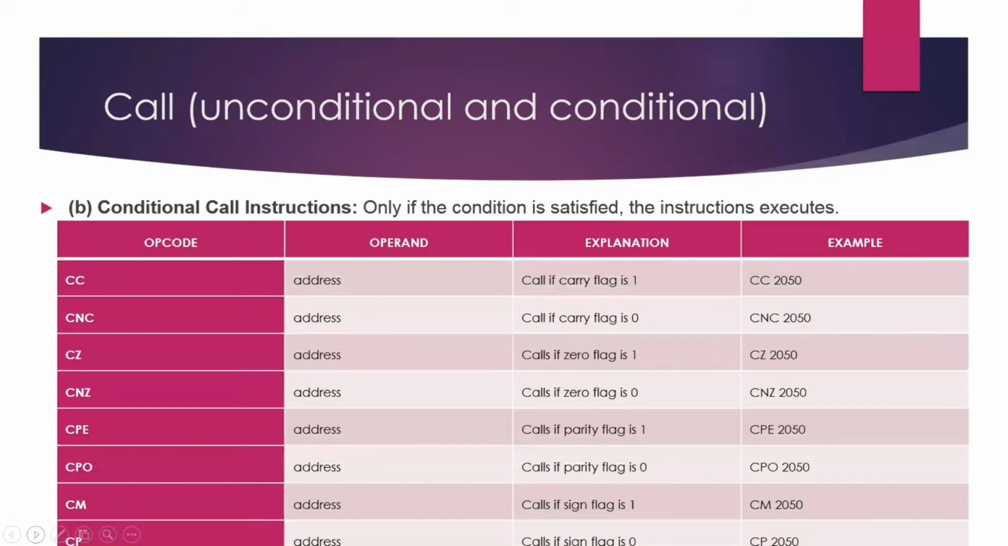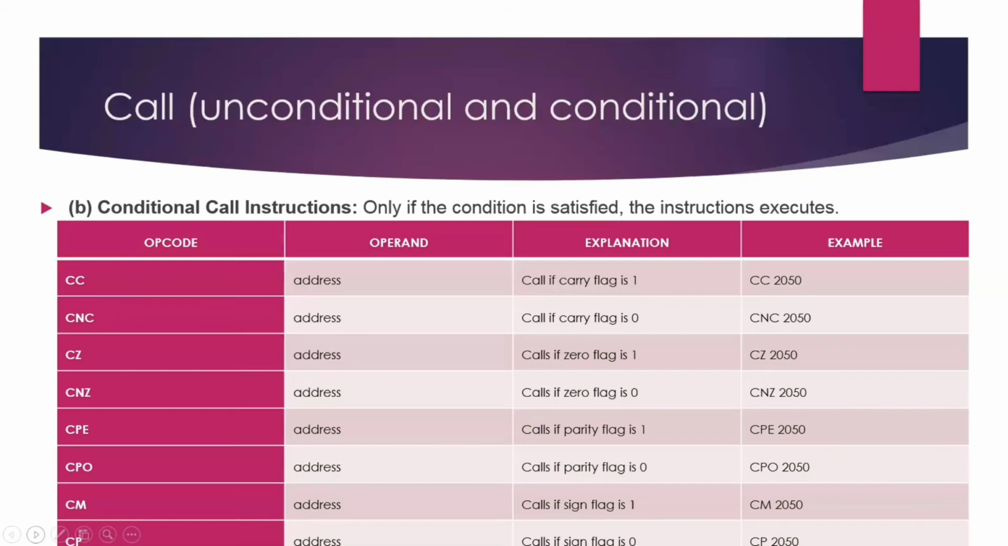In the opcode, CC is call if carry flag is 1. If the carry flag is set, then it executes the specified instruction. CC 2050 is an example. CNC is call if no carry, that is, call if carry flag is 0. CZ address is call if zero flag is 1. CNZ, call if not zero, is call if zero flag is 0.